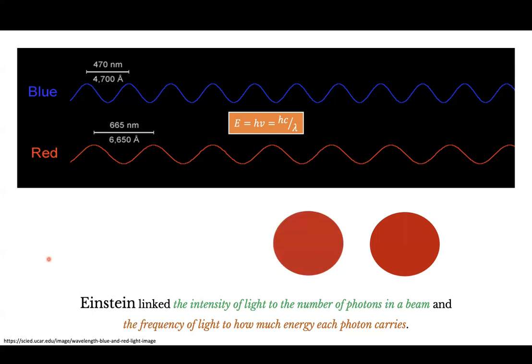This is how I explain that light could have a wave nature and a particle nature. I hope you understand very well that light can have both a wave nature and a particle nature. Thank you very much.